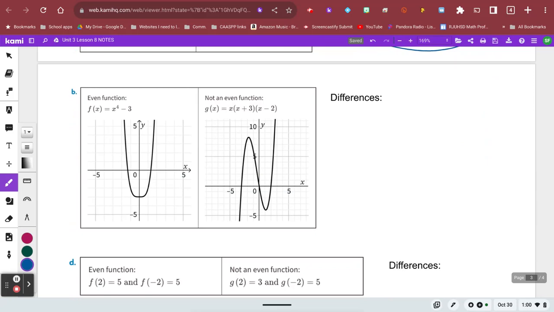Same thing with this one. We can see it's going up, going down. It sort of looks like a quadratic, but we know it is a quartic.